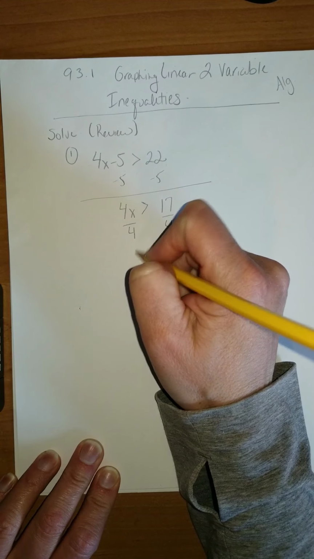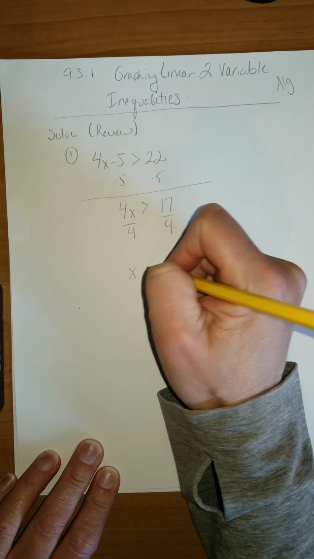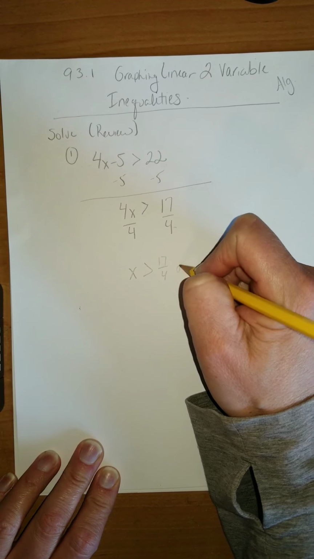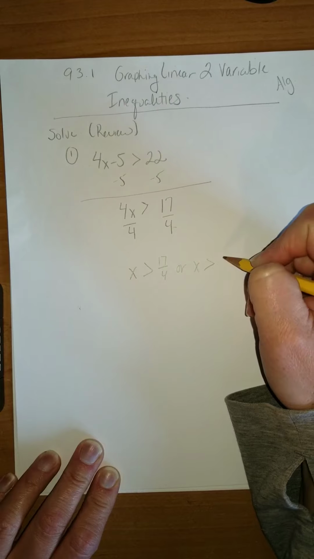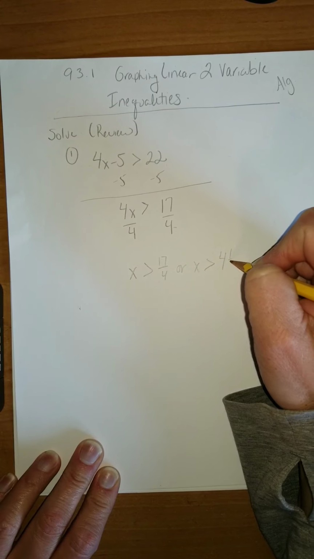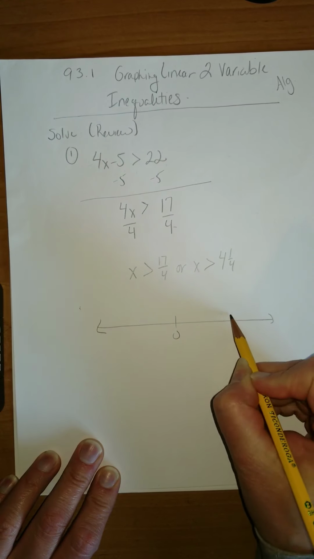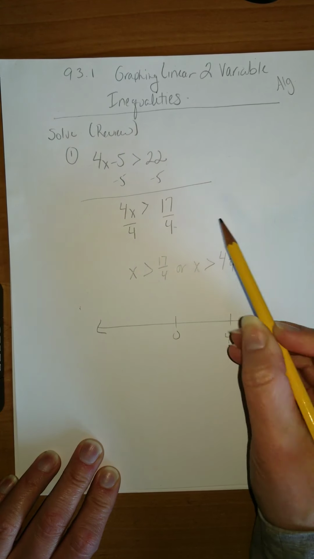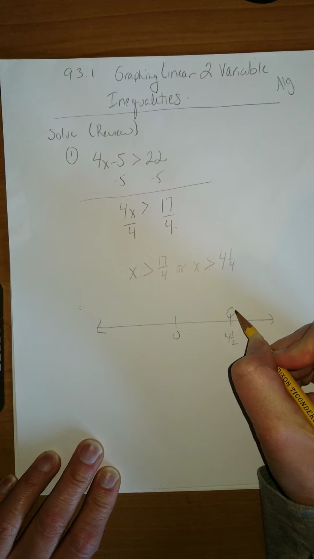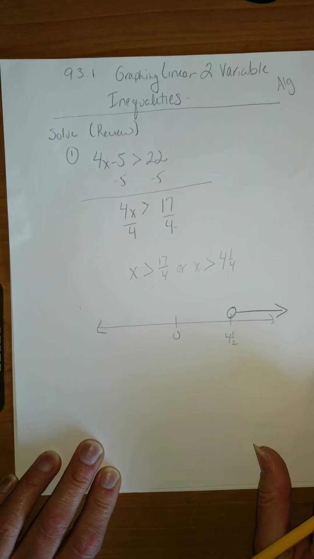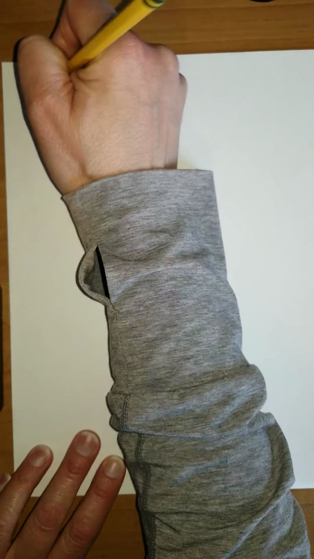All right, so then dividing by 4, does that change it around? No. So x is going to be greater than 17/4, or you could say x is going to be greater than what? 4 1/4? So if I'm on a number line, I got 0 and then 4 1/4. We are not including 4 1/4, so we're going to have an open dot, and I'm looking for the x's to be greater. I'm going off to the right. All right, that would be in comparison to number 2.